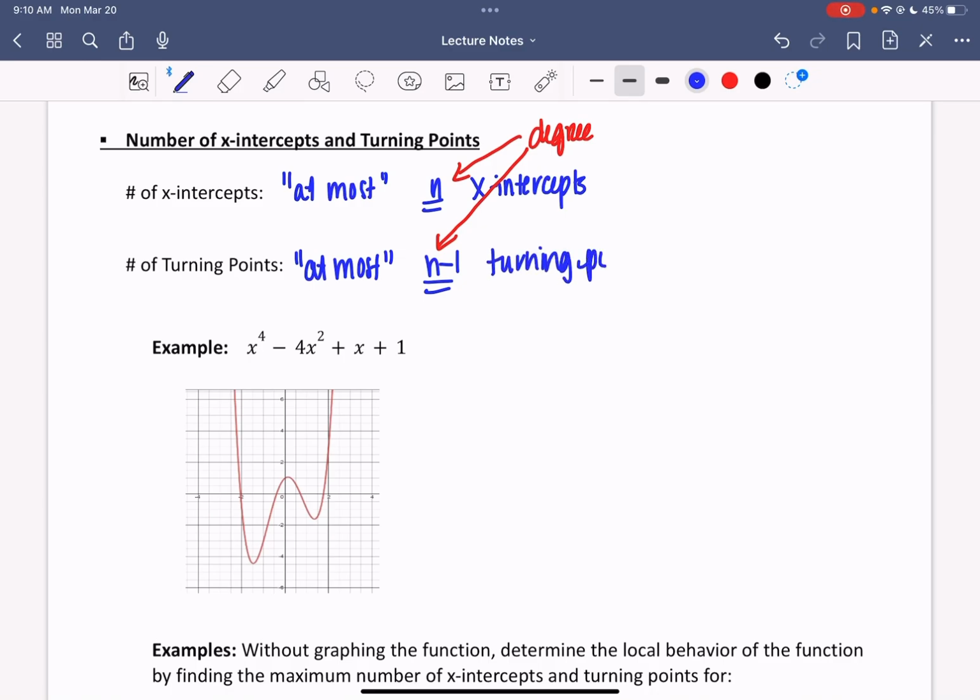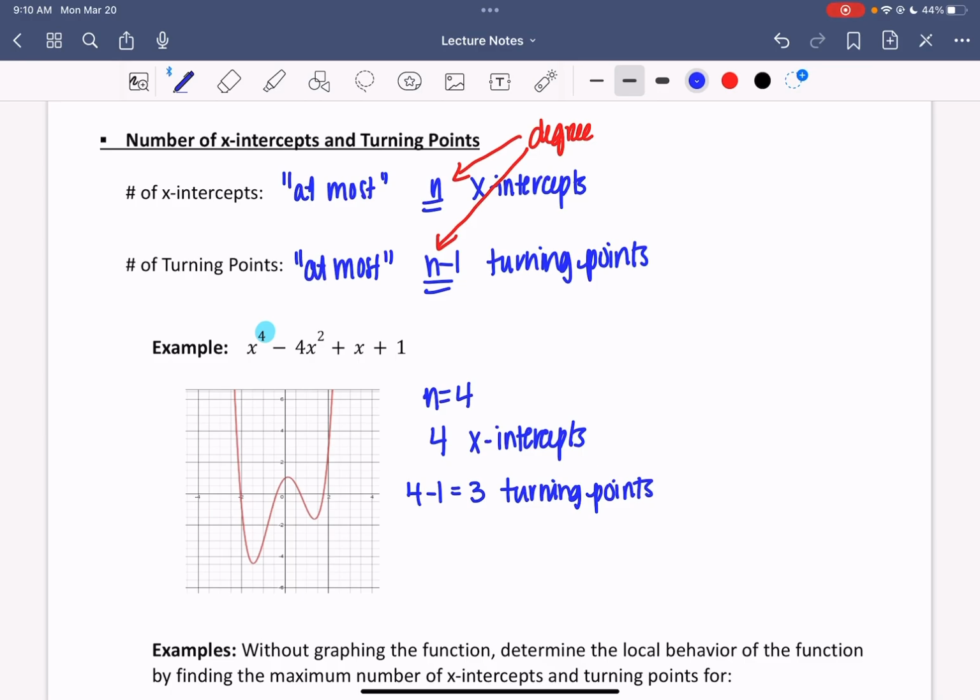Now, in order to see this, let's look at an example here. We've got this equation of x to the 4th minus 4x squared plus x plus 1. First I look for what is that degree? It's a degree 4. So that means, since n is equal to 4, it will have at most 4 x-intercepts. And at most, 4 minus 1, which is 3 turning points.